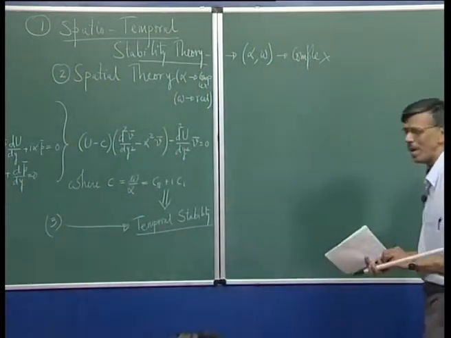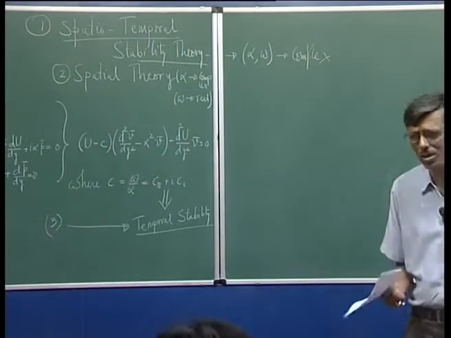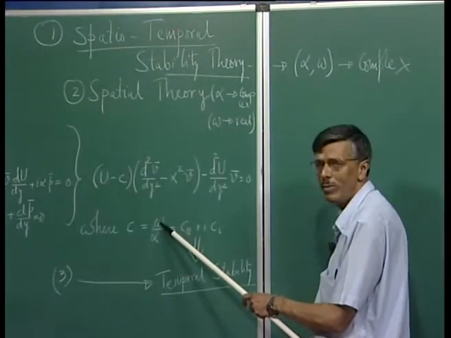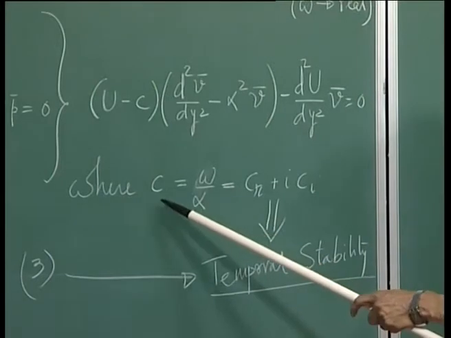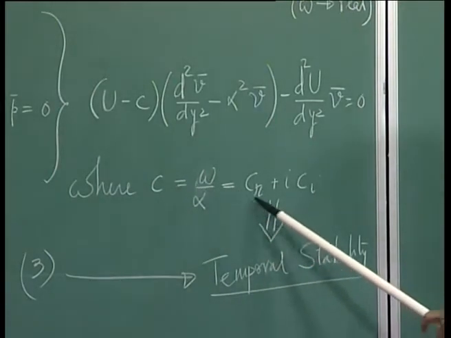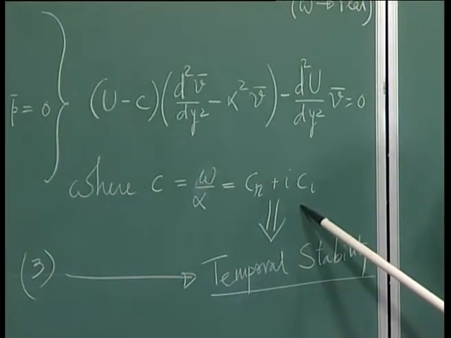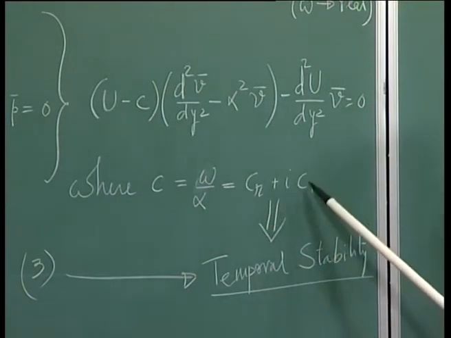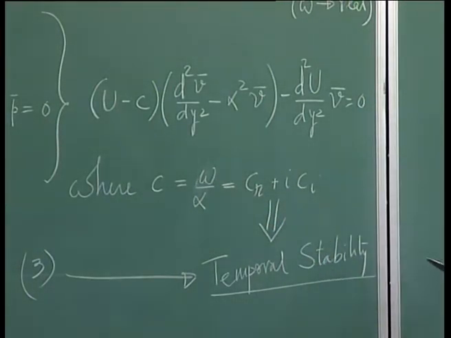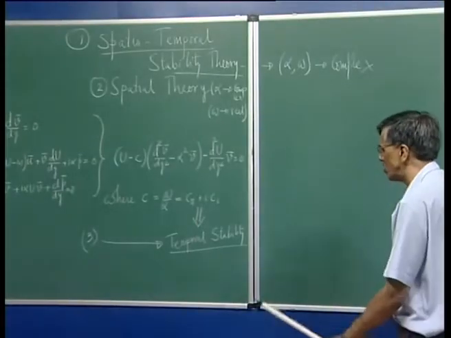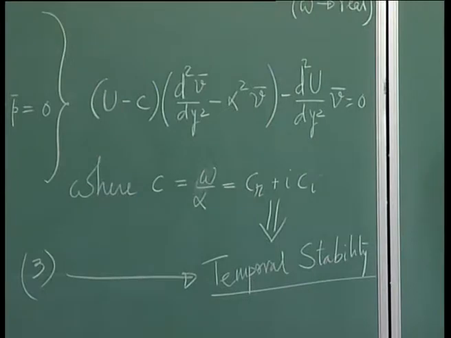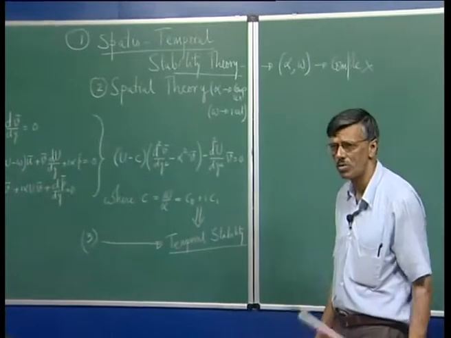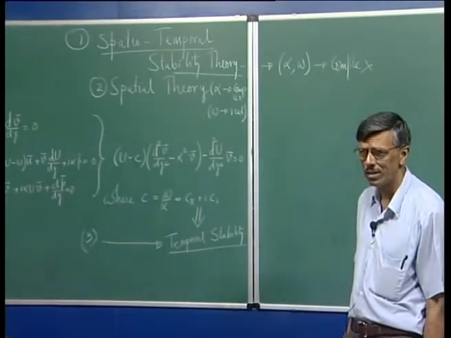In temporal theory, what will happen? We are going to talk about disturbances which grow in time. So, alpha will be real and omega will be complex. So, omega by alpha, which we have called the phase speed, will have a real part and an imaginary part. Okay? And once again, whatever applies for omega will also apply for c in terms of determining stability or instability. That is, if c_i is positive, we have instability for a downstream propagating disturbance, and if c_i is negative for a downstream propagating disturbance, it would indicate stability.